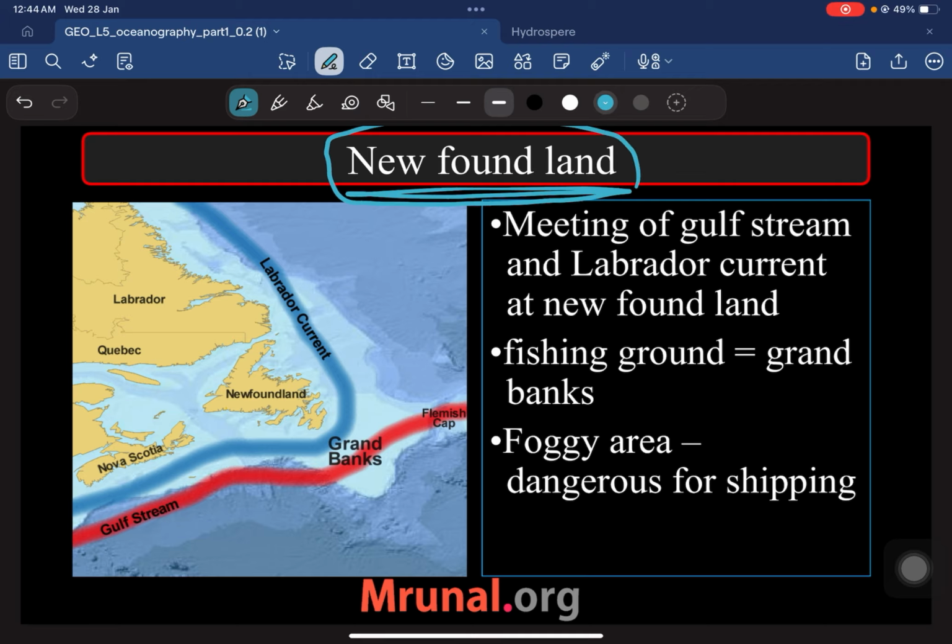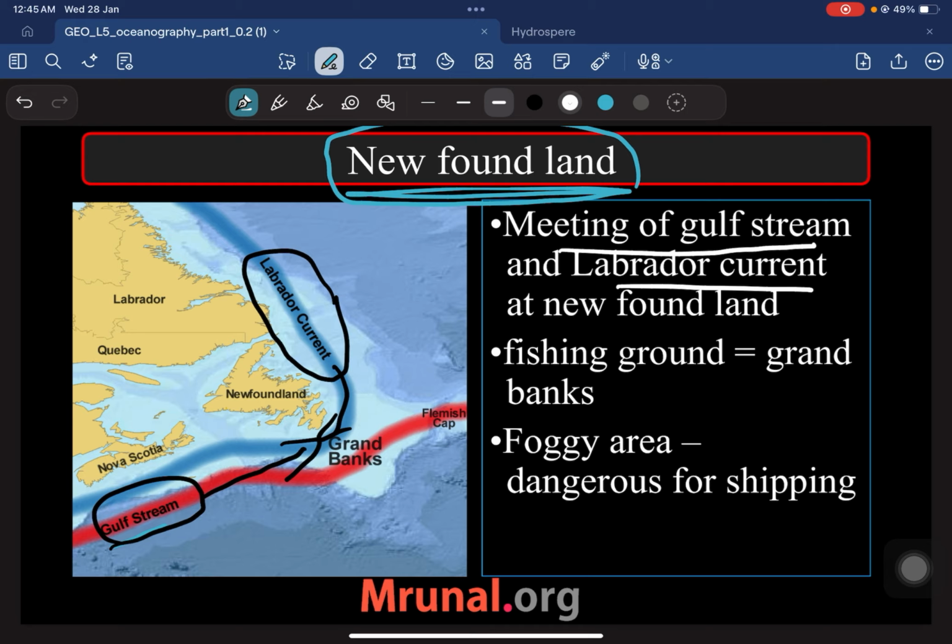Newfoundland. Newfoundland is where the Gulf Stream will meet the Labrador current like this. The meeting of the Gulf Stream and the Labrador current is called Newfoundland. When there is a meeting of a cold current and a warm current, it is very good for fishing.